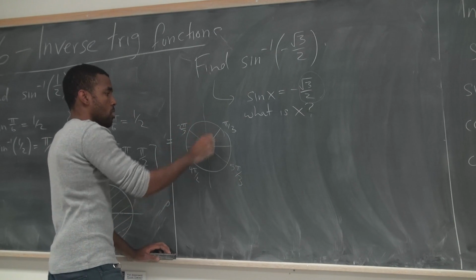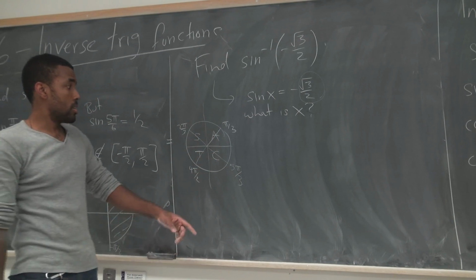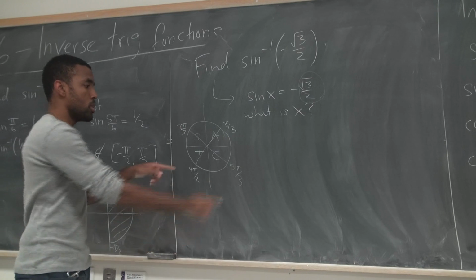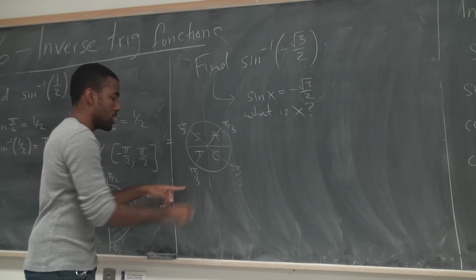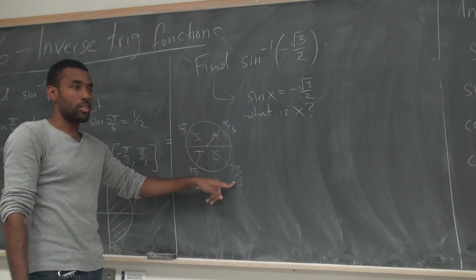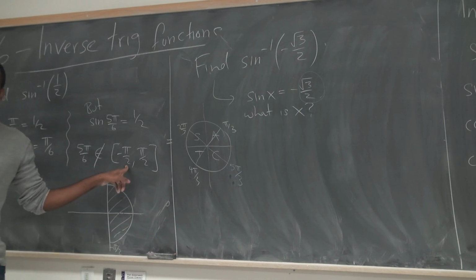Now we know that all students take calculus, right? So if you're looking at the negative values, where would we look? You'd be looking down here. Now, is the answer going to be 4 pi over 3 or 5 pi over 3? Neither. Why? 5 pi over 3 is not between minus pi over 2 and pi over 2.